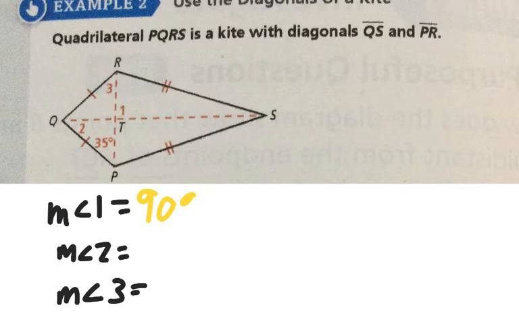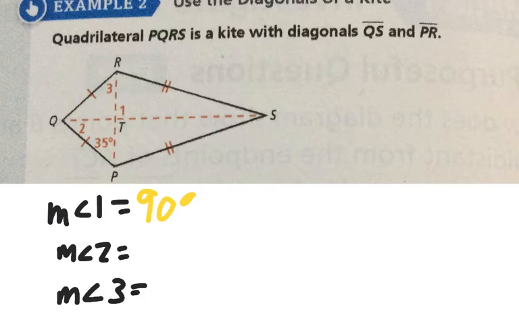So now could we find the measure of angle 2? How? Add 90 to 35 and then subtract from 180. Why? Yes, you're right. How do you know you can do 180?